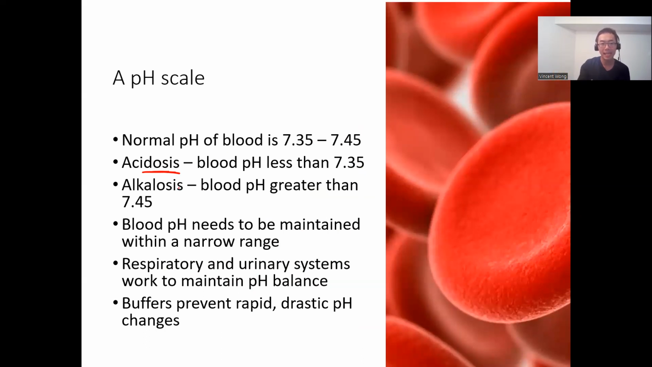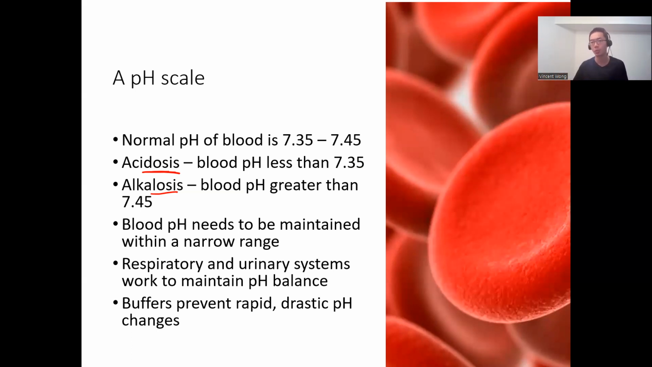Too much base is called alkalosis, and that's greater than 7.45. Outside of the 7.35 and the 7.45, it could be very dangerous for you. You could fall into a coma, your body could shut down, kidneys can get irreversibly damaged, and you're in great danger. So that's why your blood has a lot of ways to balance out the changes in pH.